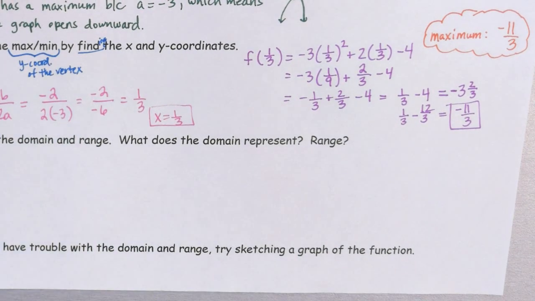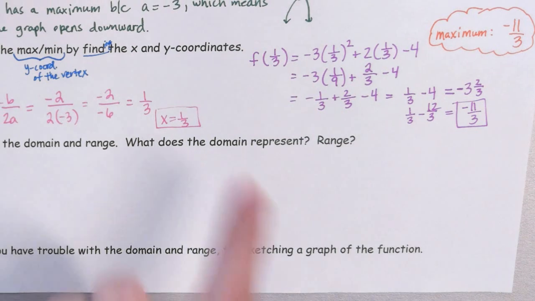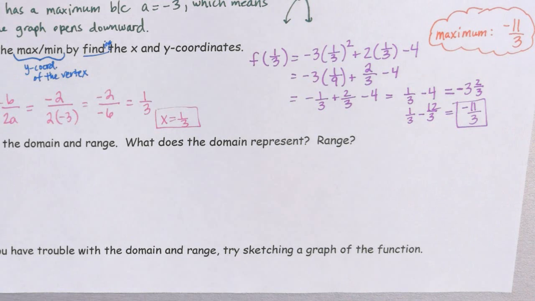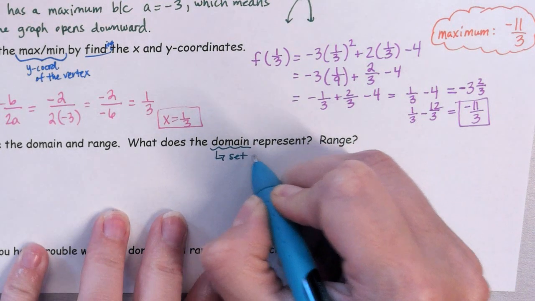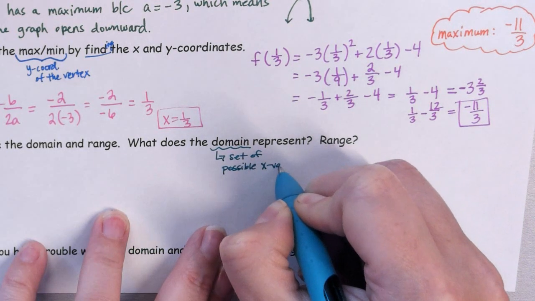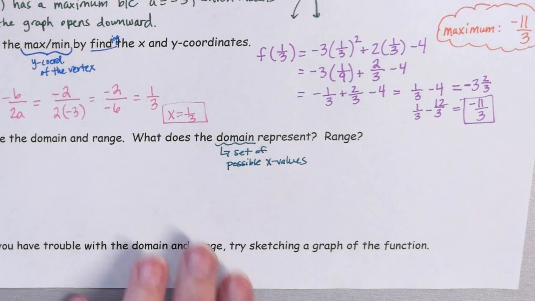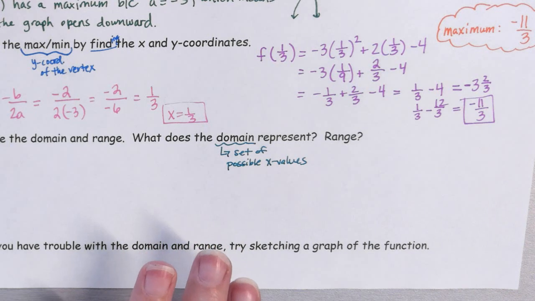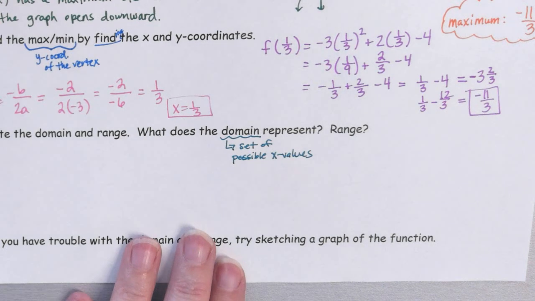Alright, so that's your maximum. Now we're going to state the domain and range. That's going to be our third step. And then this is asking you, what does the domain represent? So remember that the domain is the set of possible x values. And there's many possible x values. In fact, the parabolas extend in both directions, left and right, to infinity, which is why it's all real numbers.